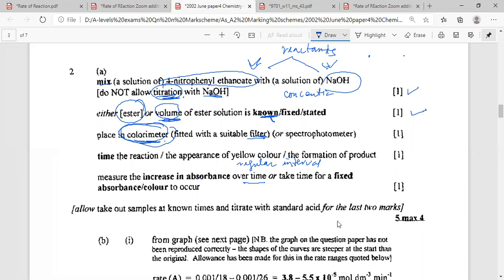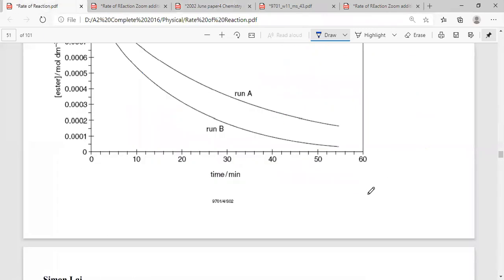I told you, colorimeter with the right filter, and then take the time. At regular intervals, measure the absorbance, normally, how much color is being absorbed, which is proportional to the reagent or the product. So there are 5 points here, regular intervals, and take the absorbance. I'm going to show you how I wrote it here, you can see how I wrote it down.